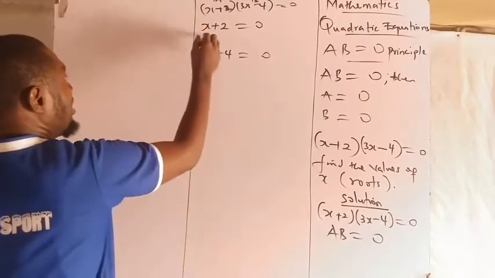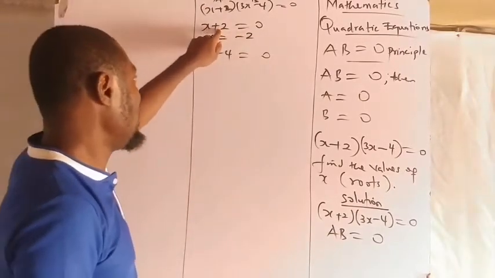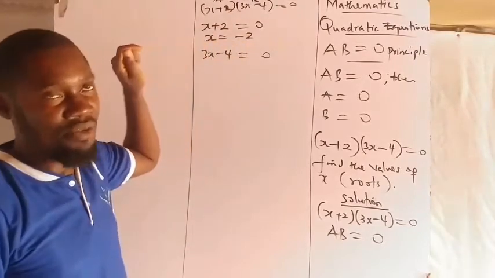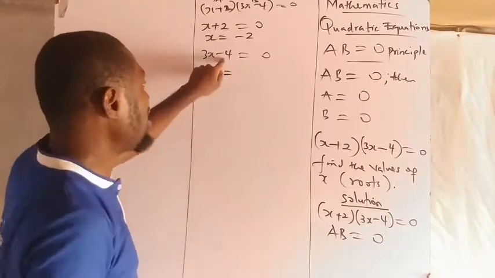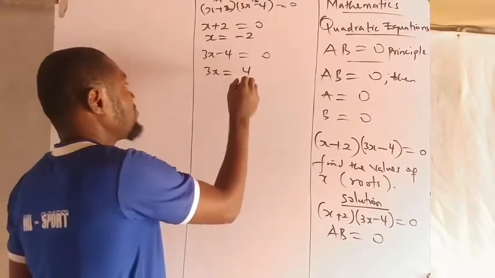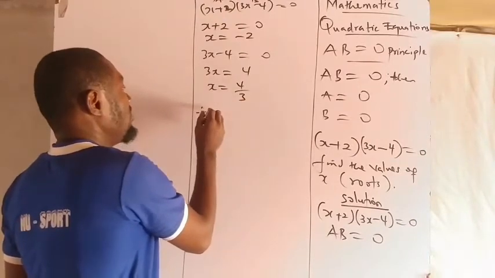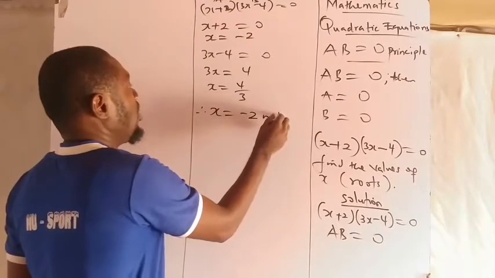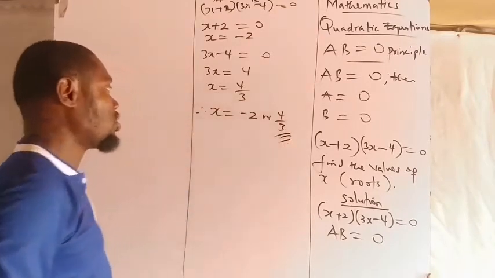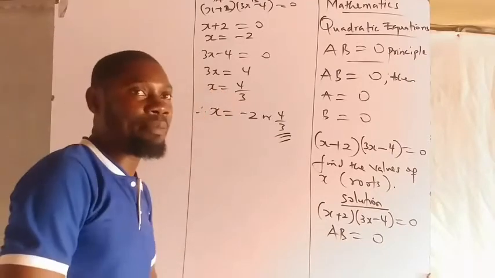Now, finding the value of x in the first bracket, which represents the A, you have x is equal to minus 2, because plus 2 moving to the other side of the equation becomes its inverse. Then here we have 3x is equal to 4, since minus 4 becomes plus 4. Then x alone will be 4 over 3. Therefore, the roots of x, or values of x, are minus 2 or 4 over 3. These are the two numbers that x will be. So this is how the principle is applied.